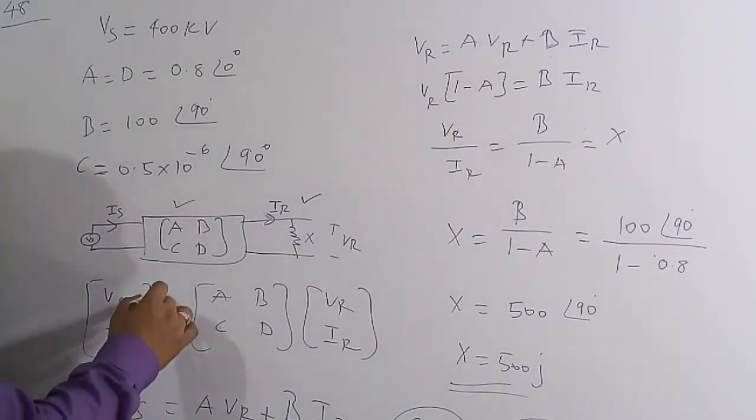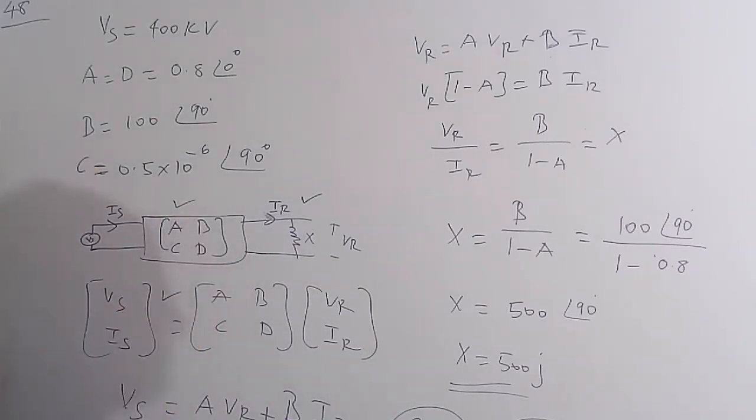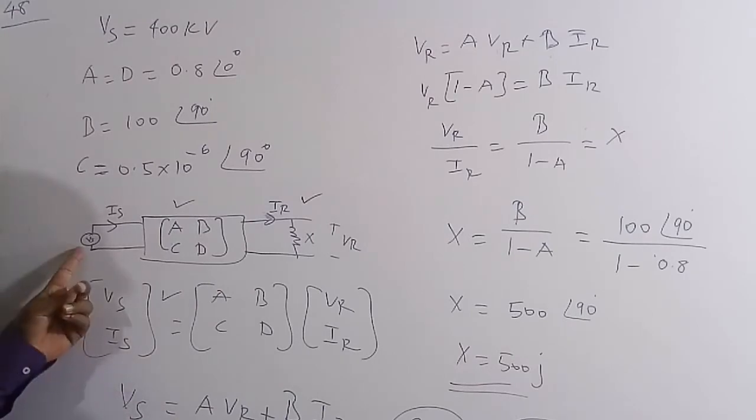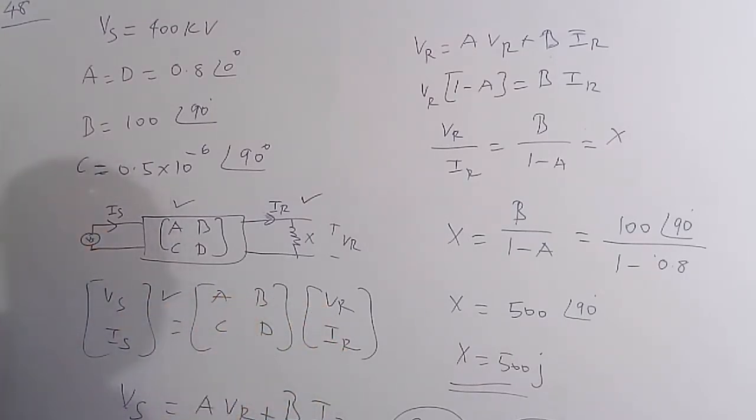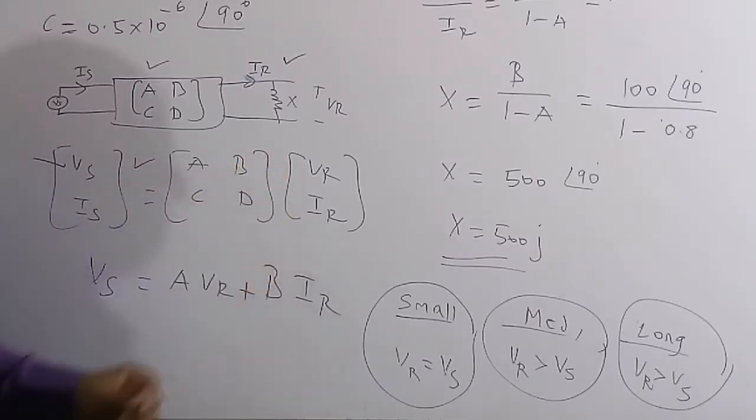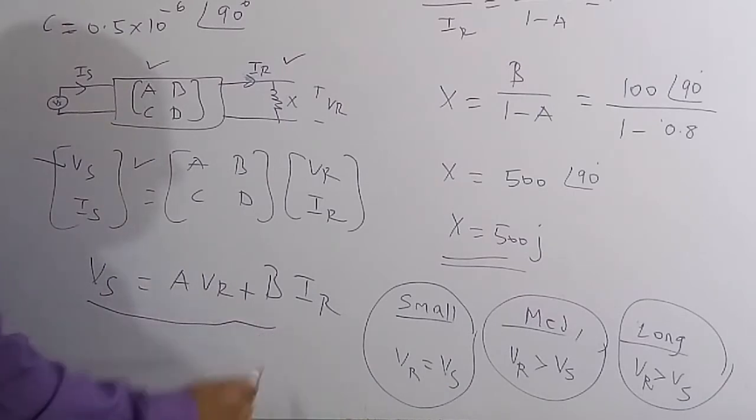This is the basic two-port equation in terms of the ABCD parameters: Vs, Is, the supply voltage and supply current, and the receiving voltage and receiving current, with A, B, C, D. Now I am going to write the first equation. Vs is equal to A into Vr plus B into Ir.